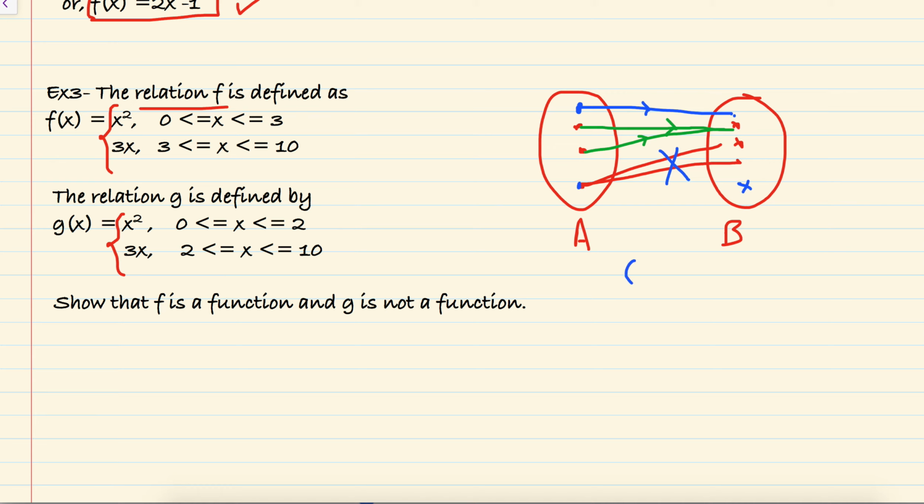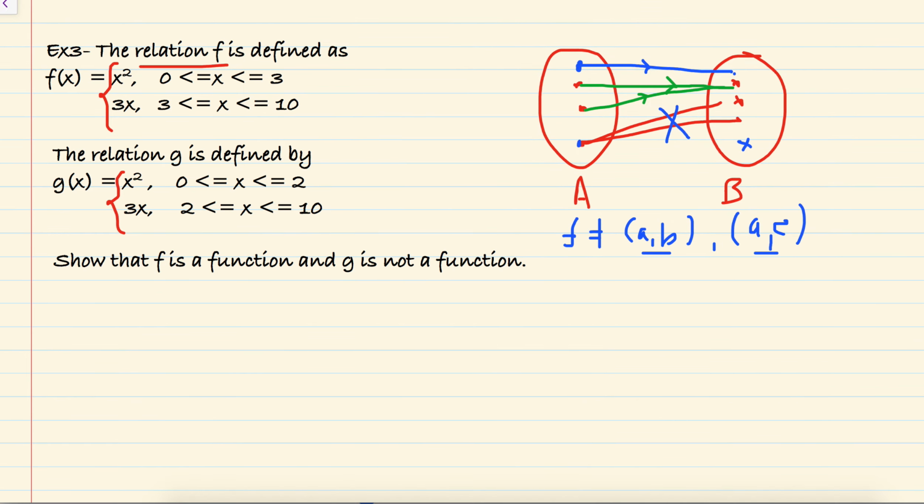So in other words, some element a cannot be the first element of two ordered pairs defined by a function or relation. So this cannot happen, that (a, b) and (a, c) are ordered pairs within a function. Then this relation is not a function. So here we will see.